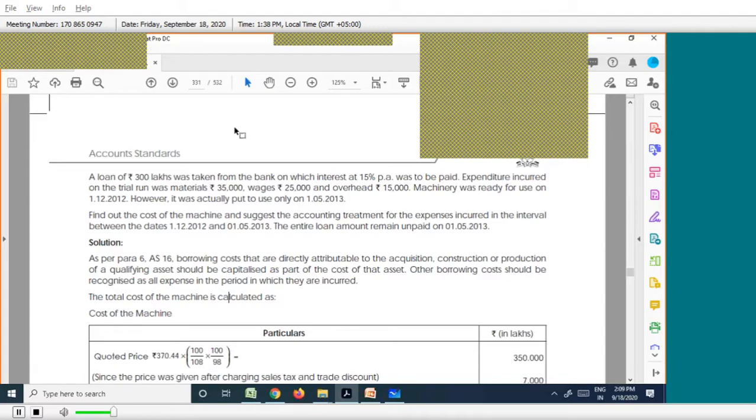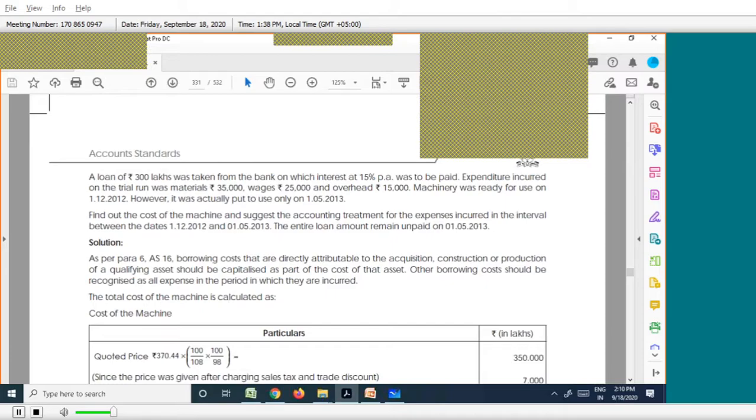Whether the asset is ready for use during the trial run. The asset before use is trial use. So the point is, the trial run is basically just testing the asset, whether the asset is fit for use or not, whether this asset is capable of producing the mentioned quantity or not. That is the trial run. It is not actually available for commercial use. Before commercial use, we are just testing the asset.